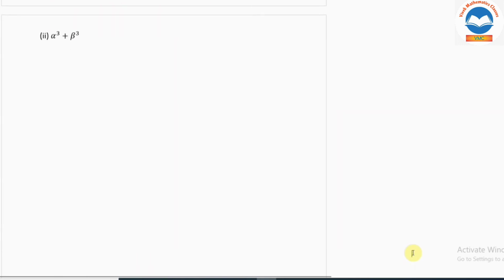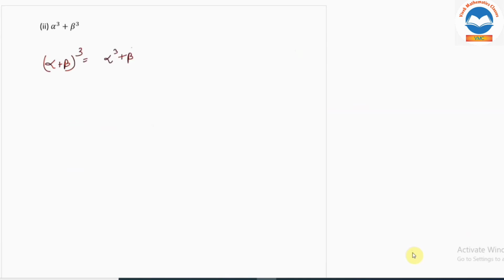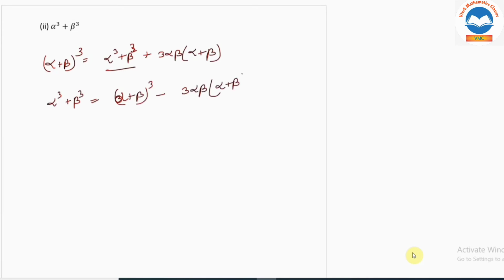In the second part they are asking alpha cube plus beta cube. Same here, we know one formula. Alpha plus beta whole cube is alpha cube plus beta cube plus 3 alpha beta bracket alpha plus beta. So we need alpha cube plus beta cube. The other thing we will bring to the left side. So we will get alpha cube plus beta cube equal to alpha plus beta the whole cube minus 3 alpha beta multiplied by alpha plus beta.